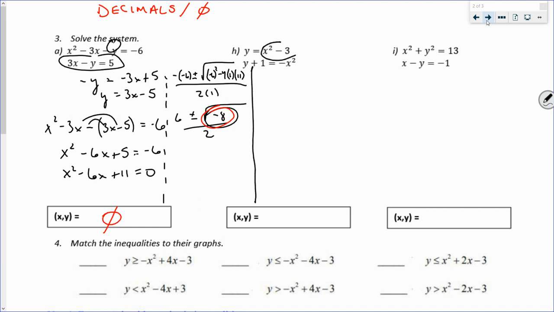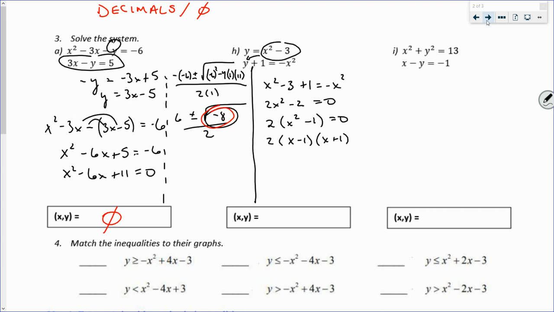This next one, I'm going to take this, sub it in for this y. So make it x squared plus x squared minus 3 plus 1 equals negative x squared. Add the x squared over, make it 2x squared minus 2 equals 0. I'm personally going to factor. It lets me avoid a lot of headache with the quadratic formula.